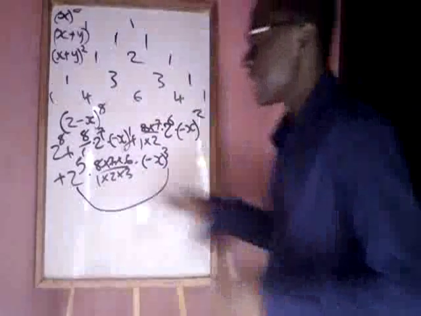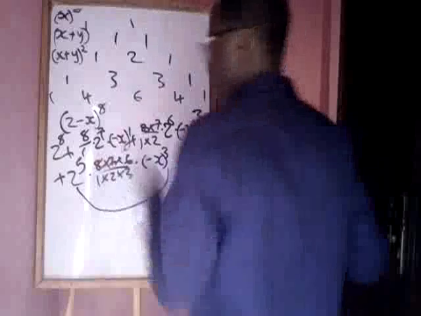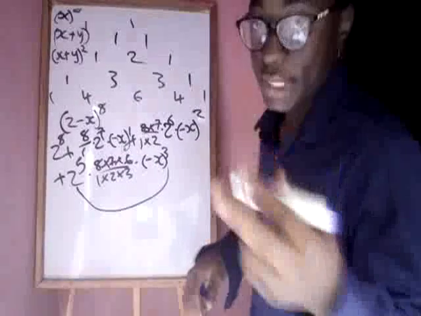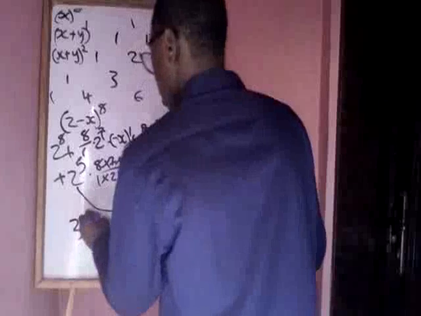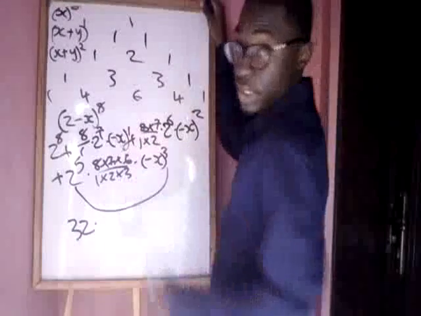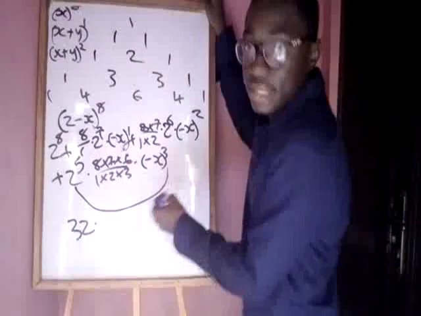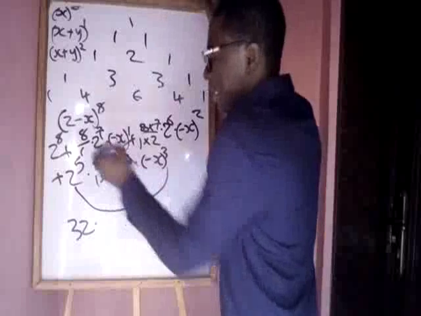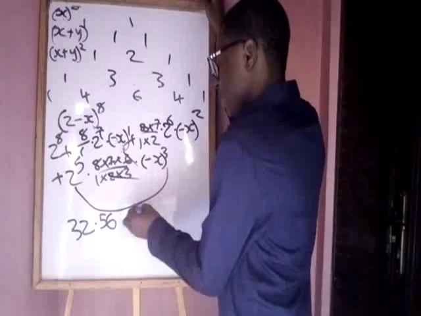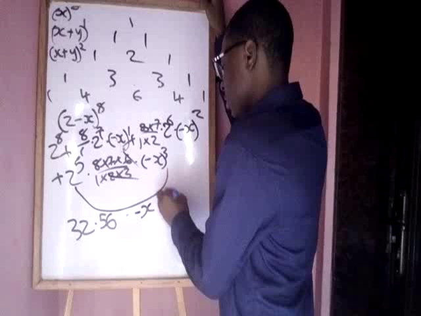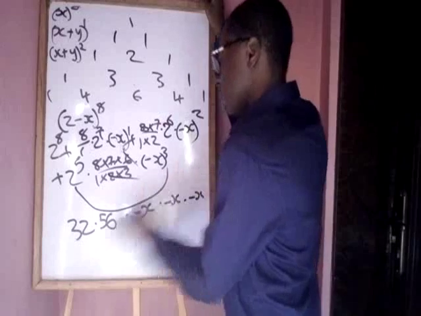So basically, let's evaluate the numerical part. That will be 2 raised to power 5. That's 2 times 2 is 4, 4 times 2 is 8, 8 times 2 is 16, 16 times 2 is 32. That's 32 times 8 times 7 times 6 divided by 1 times 2 times 3. So obviously 2 times 3 is 6, 6 will cancel 6 here. That's 8 times 7, that is 56, times minus x raised to power 3. That's 32 times 56.